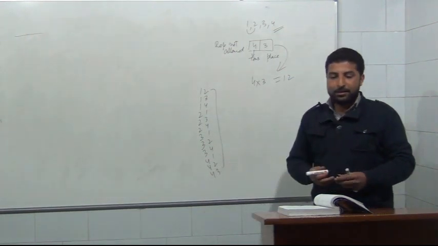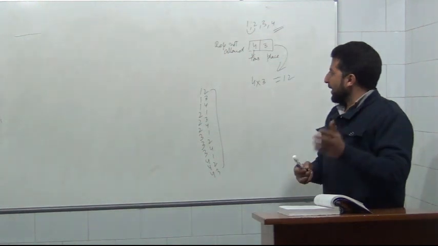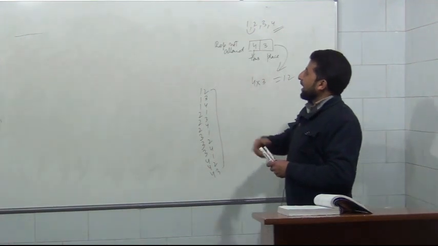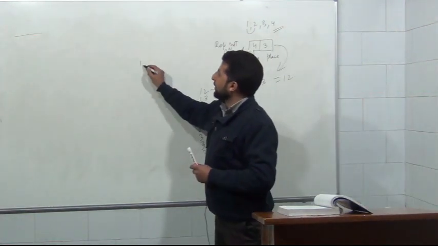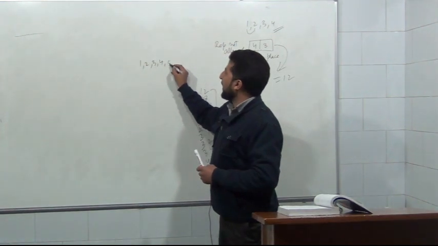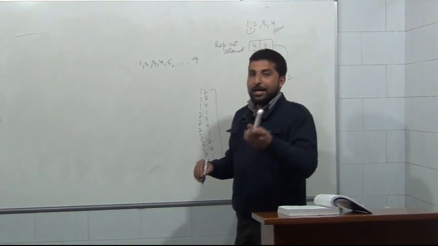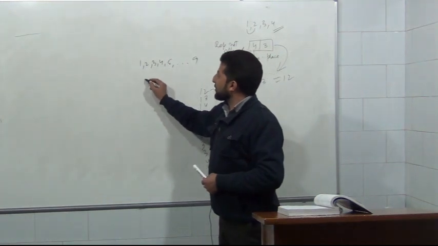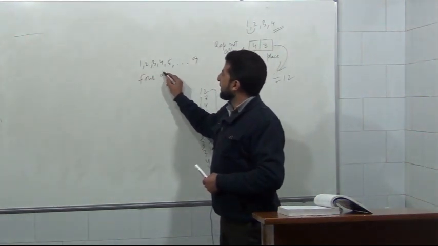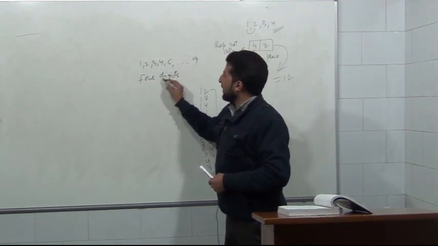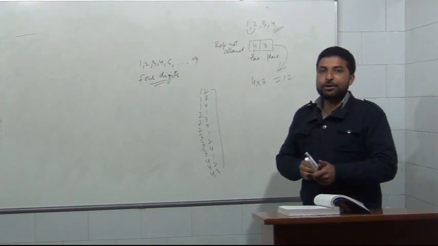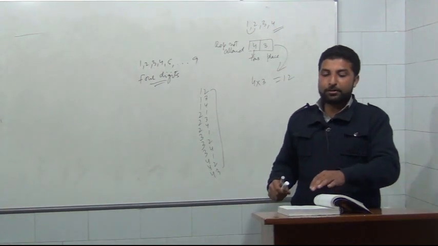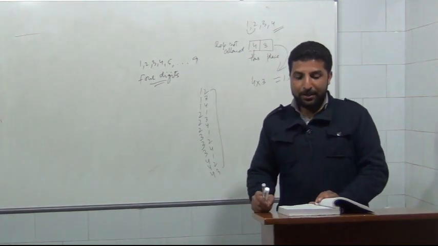Now the question is, is there any way or method in mathematics to find, say for instance, I have 9 digits, 1, 2, 3, 4, 5 and so on up to 9, and I need to construct numbers of 4 digits. Is there any mathematical way to calculate this? I can say yes. And that method is our today's topic, permutation and combination.